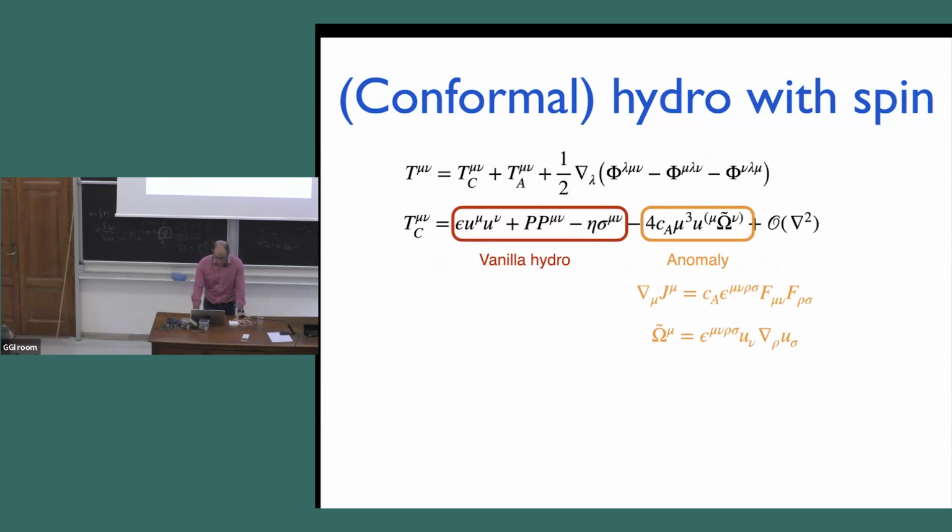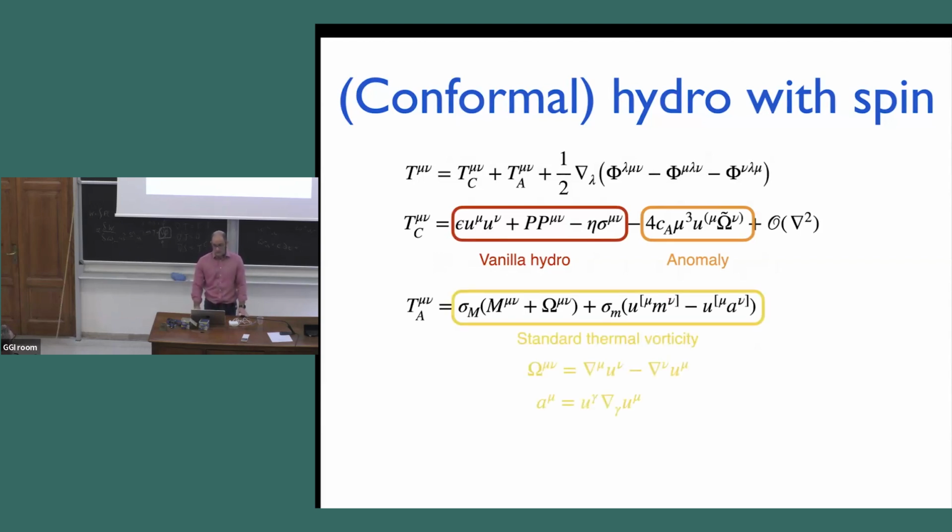There's nothing new here. This is the antisymmetric part of the stress tensor. What you're seeing here is the standard thermal vorticity term that we've seen before. Again, there's nothing new here. The tensor part is equal to the vorticity, and the vector part is equal to the acceleration under the equations of motion. Now, it turns out that if I have a chemical potential, then there are other terms that I can add to the antisymmetric part of the stress tensor that are consistent. So I can, for example, add these two terms to the antisymmetric part of the stress tensor.